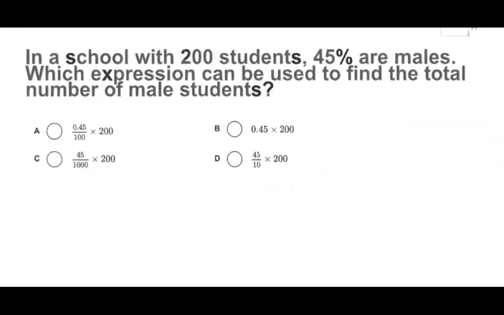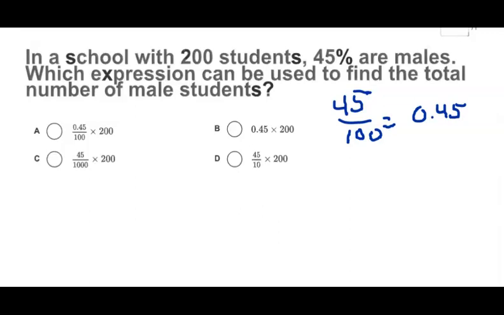All right, in a school with 200 students, 45% are males. Which expression can be used to find the total number of male students? Well, this looks like almost the same question. So let's look for the 45 over 100. Well, that doesn't exist, right? So we did say that 45 over 100 would be the same thing as 45 divided by 100. It would be basically 0.45, right? So that could be what we want to look for.